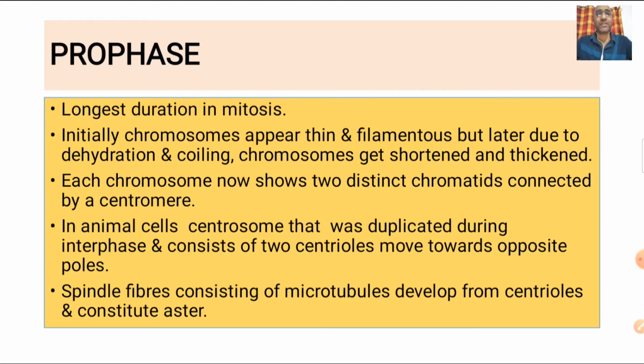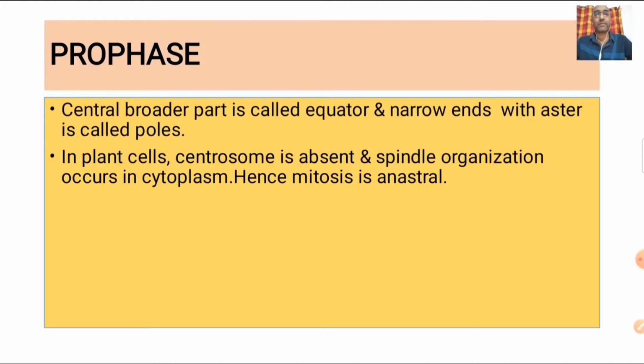In animal cells, the centrosome is present, gets duplicated during interphase, and consists of two centrioles. These two centrioles move towards the opposite poles of the cell during prophase. Spindle fibers consisting of microtubules develop from the centrioles and constitute the aster. The central broader part is called the equator and the narrow ends with aster are called poles.